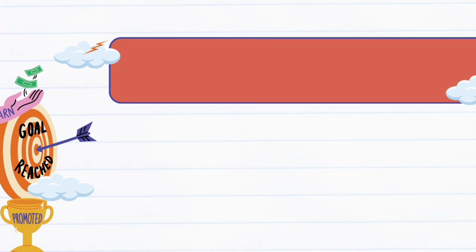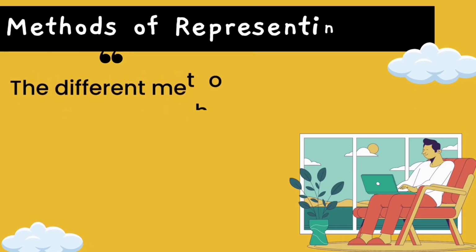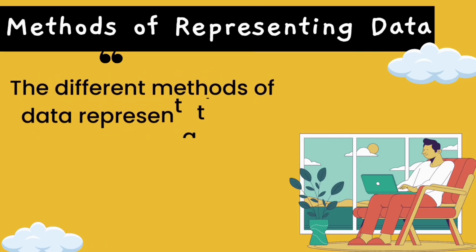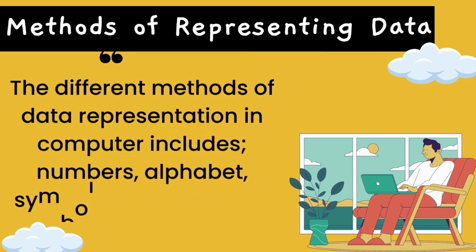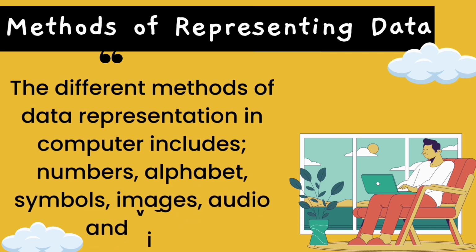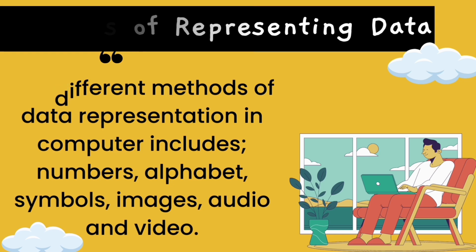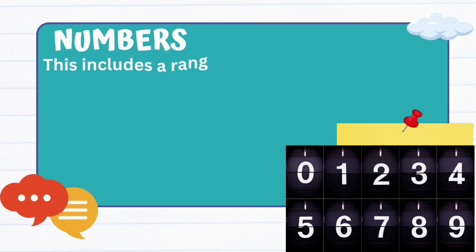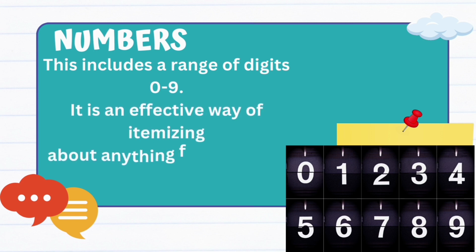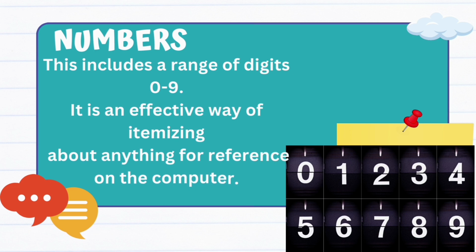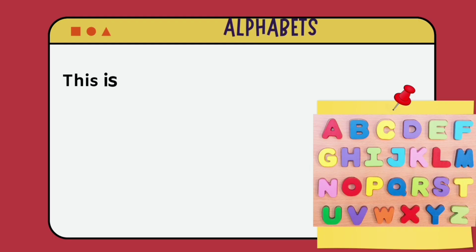Methods of representing data. The methods for representing data are: we can represent data by using numbers, alphabets, symbols, images, audio, and also videos. Numbers. These include a range of digits 0 to 9. It is an effective way of itemizing anything for reference on the computer.